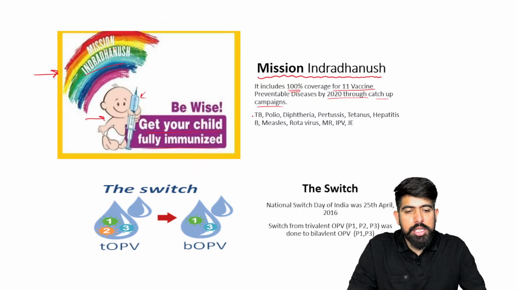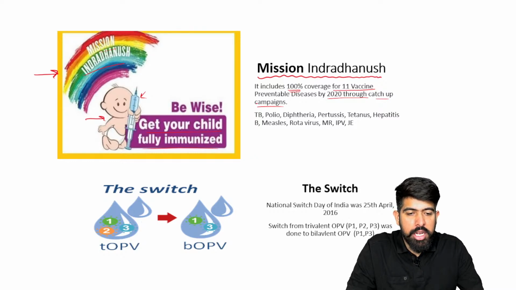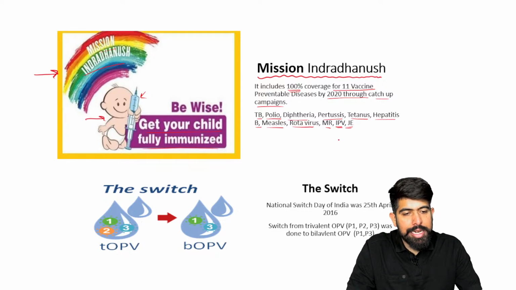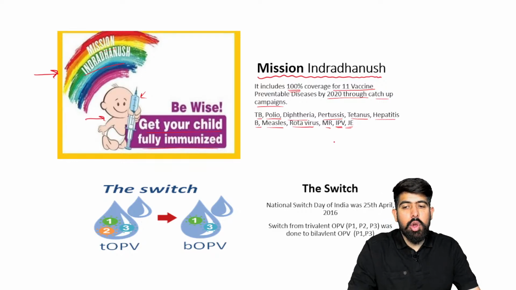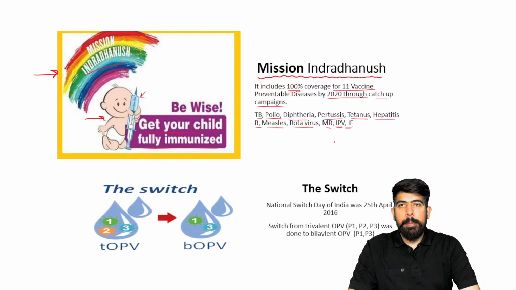What are the diseases covered? What are the immunization vaccines covered under Mission Indradhanush? TB, polio, diphtheria, pertussis, tetanus, hepatitis B, measles, rotavirus, mumps, rubella, injectable polio vaccine, and Japanese encephalitis. All these 11 vaccines are covered under Mission Indradhanush.